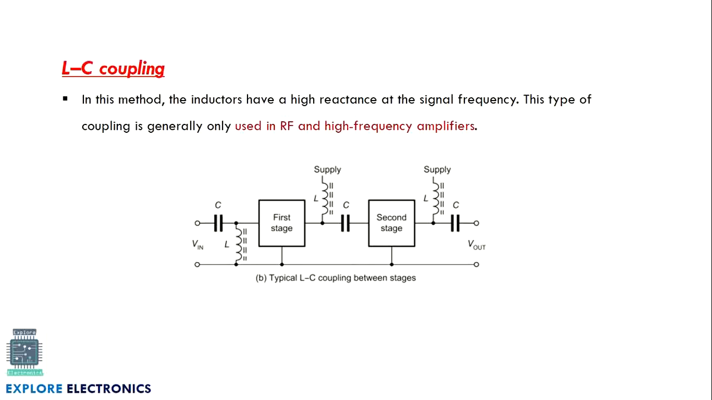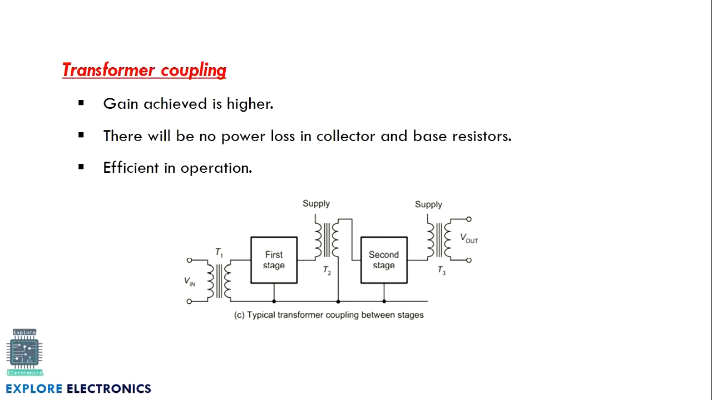And then we have LC coupling. LC coupling means we use an inductor as well as a capacitor. We use this kind of coupling when RF as well as high frequency signals are going to be amplified. And then we have transformer coupling. For the coupling of two stages, we use transformers in between. Here there will be no power loss in collector and base resistors. That is the advantage of transformer coupling. If you use the transformer coils and the number of turns carefully, we can increase the amplifier gain to a higher level.